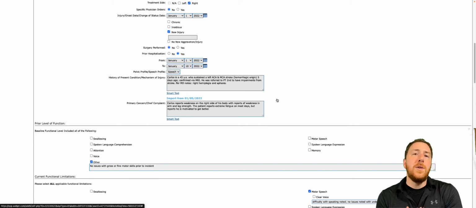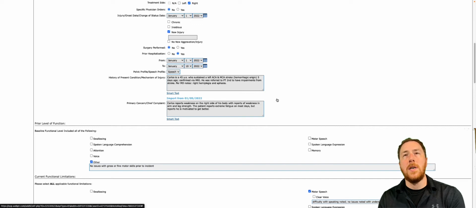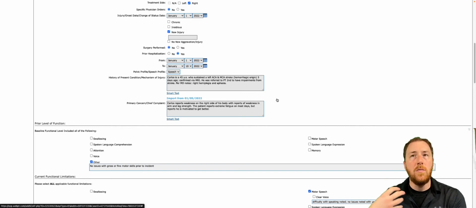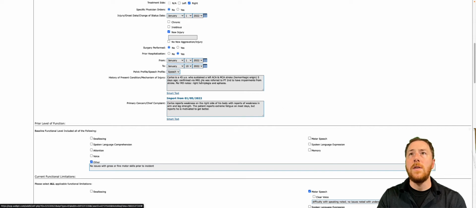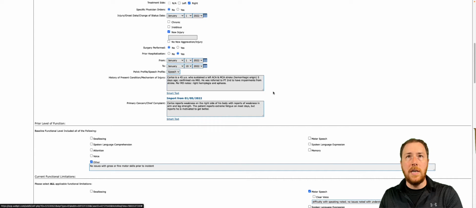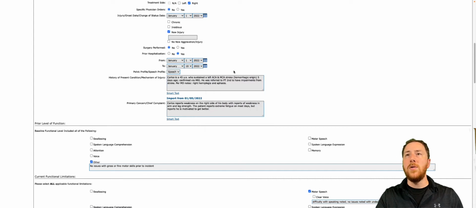And then we get down into the nitty-gritty a little bit. First, what is going on with this patient? Who is this patient? What was the mechanism of injury, right? So as you see, Carlos is a 45-year-old male, and this is pretty much the medical history of what's going on. But I don't think we need any emojis.